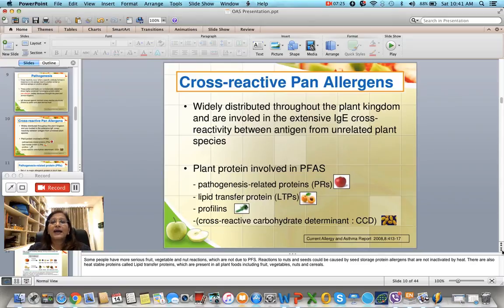These cross-reactive pan-allergens, as we said, are widely distributed, and they consist of pathogenesis-related proteins, the PRs, the lipid transfer proteins, that is the LTPs, and profilins, and the CCDs. Some people react to nuts and seeds, which are in the LTPs, and they are not inactivated by heat. But the other proteins are inactivated by heat, therefore they are heat labile.